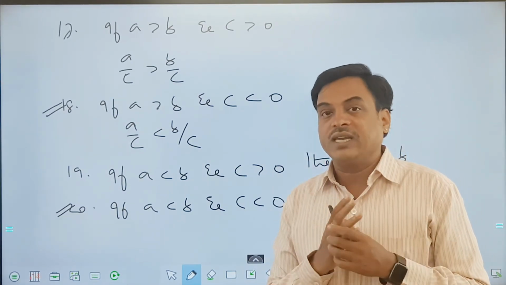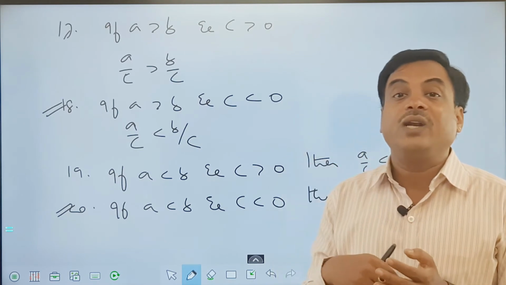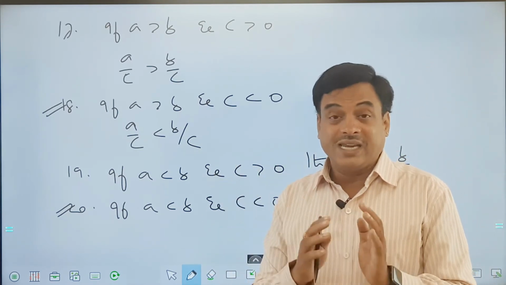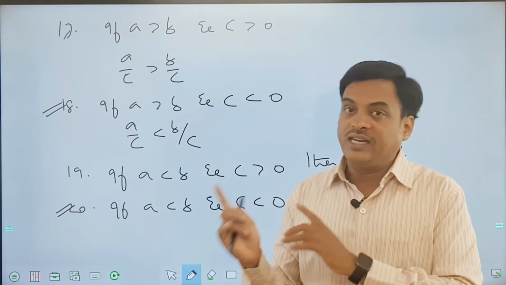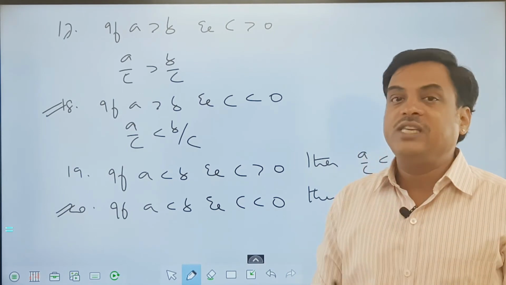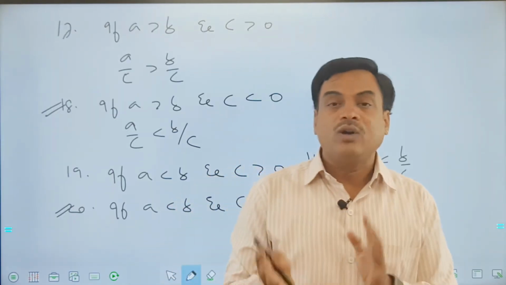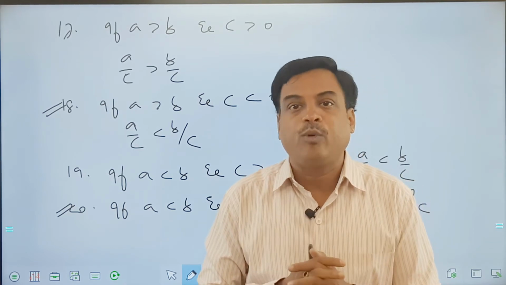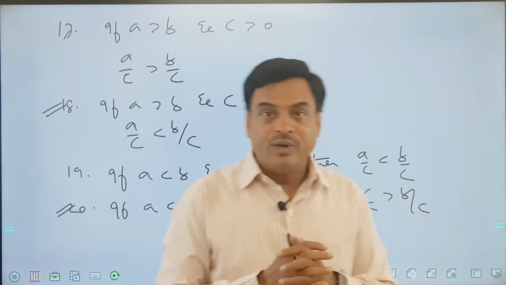So I repeat once again, when I multiply or divide with negative values, the inequality changes. That is one. Second, when I change the sign, the inequality changes. When I take a reciprocal, the inequality changes. Only these points you need to remember. By adding or subtracting, the inequality will never change. This is one of the most important points we should always remember.